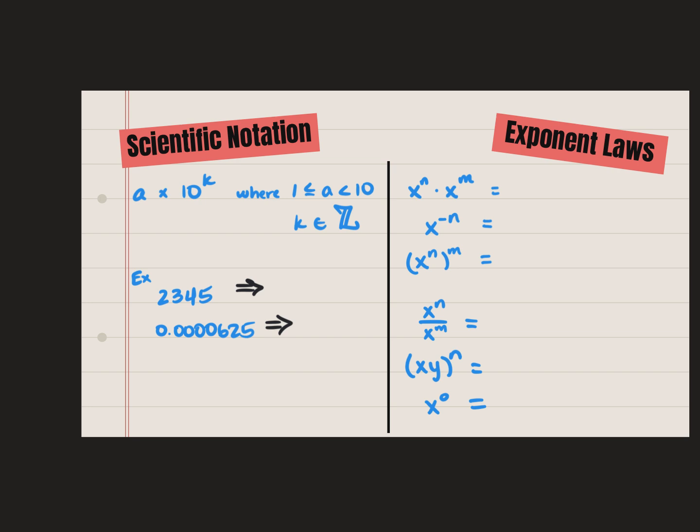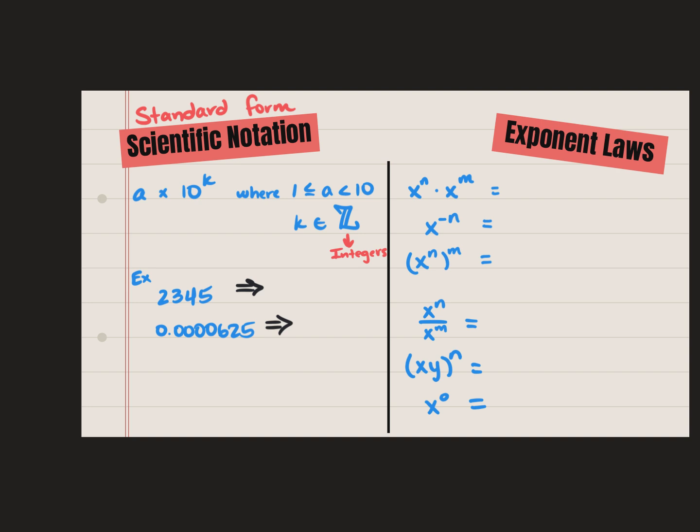So for scientific notation, the one thing we want to make a note of is that this is also called standard form of a number. It's an easier way to write out very large or very small numbers when we do our measuring and things like that. So it's a number where A falls between 1 and 10, and then K is an integer. This symbol represents our integers, so that's a positive or negative whole number.